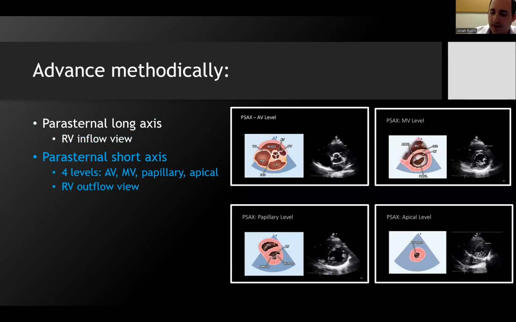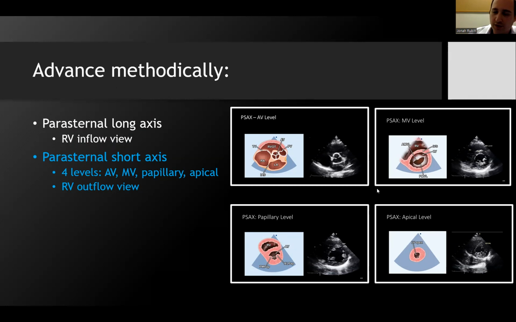And then when you go to the next view, in the parasternal short axis view, there are actually 4 pretty well-defined levels in which you can assess the heart. There's the aortic valve level, where you get the aortic valve, the left atrium, and the right atrium, interatrial septum right here. And this is actually the RVOT, and sometimes you can see the pulmonic valve right here. Then you go down one level and you're at the mitral valve level, and you can see the mitral valve, and you can see the papillary muscles one level below that, and you can see the apex of the heart at the apical level as well.